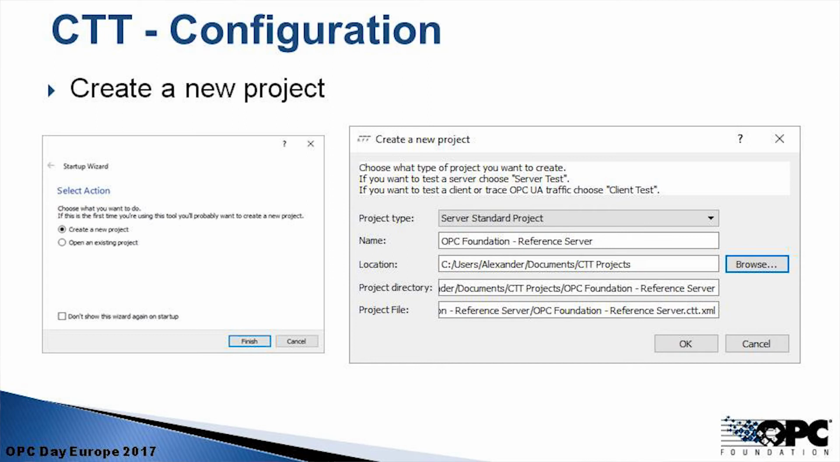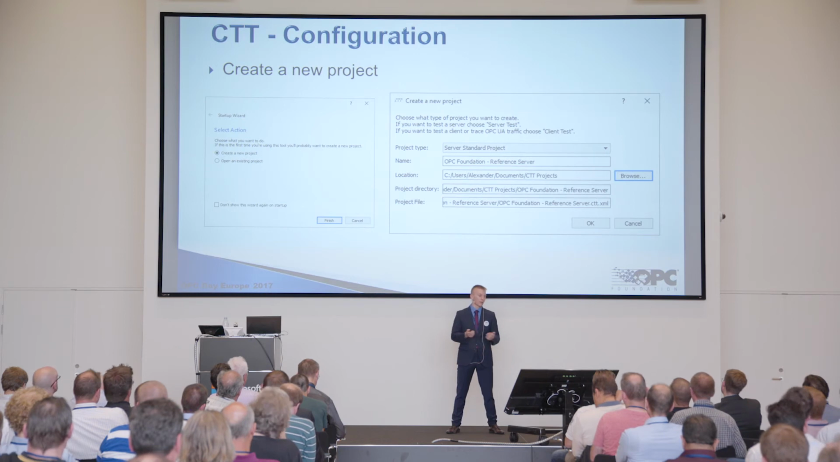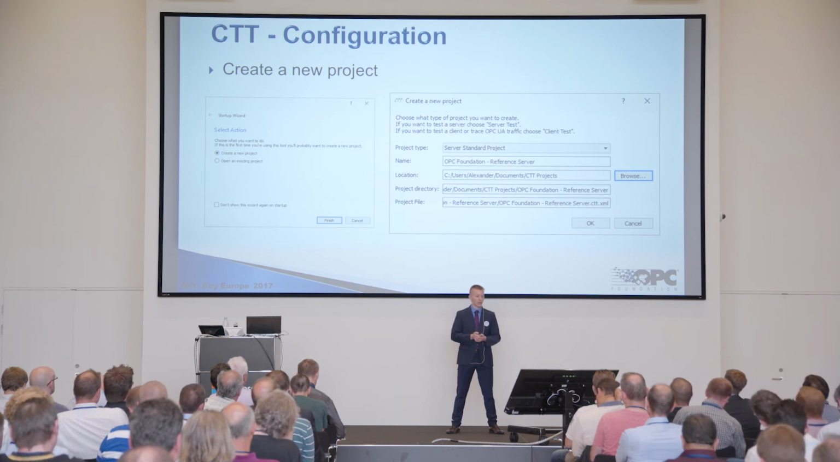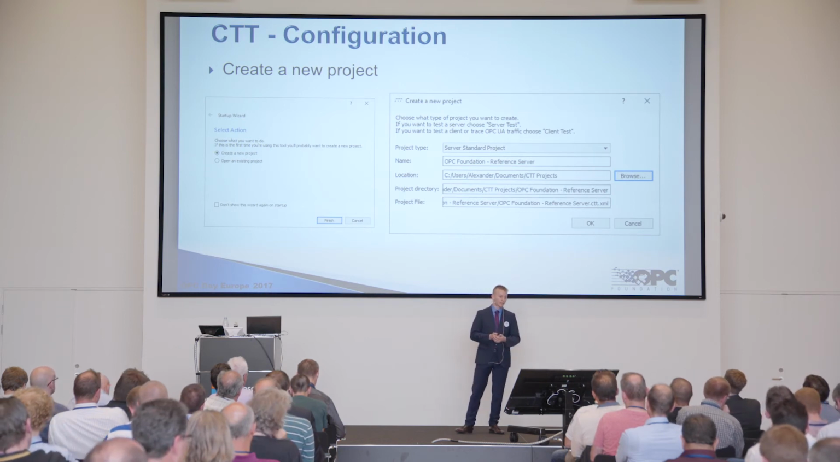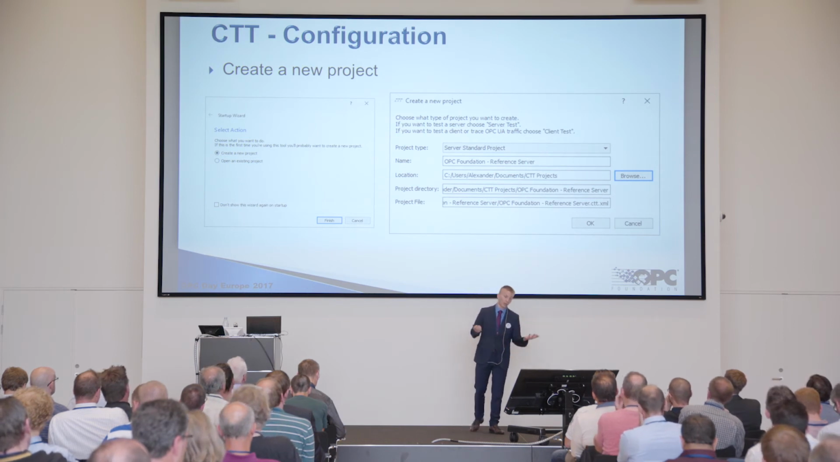And you see the combo box for the project type. So you either choose the standard server project or the standard client project. Give it a name, put it in some location. The other 2 options are just automatically filled in, but you can change them if you want to.